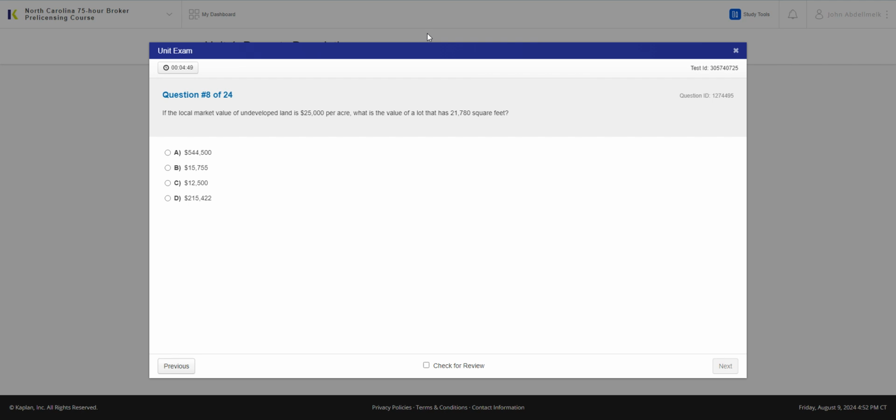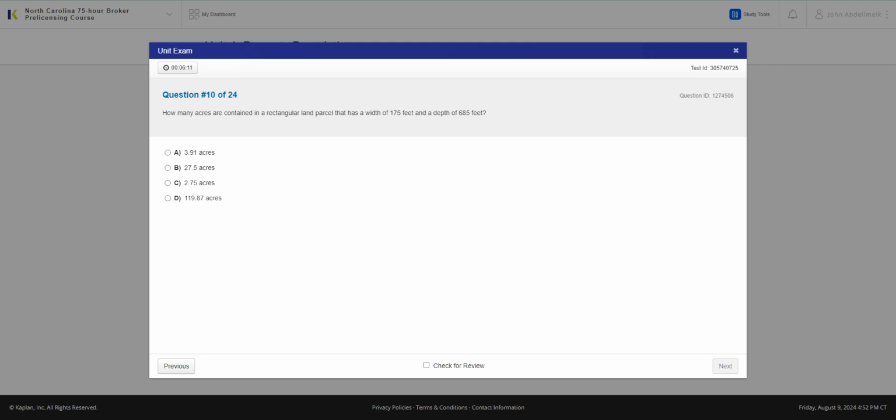Number 8. So we do 21,780 and put that over 43,560, and that's going to give us 0.5 of an acre. And all we do is take 25,000 and multiply that by 0.5. $25,000 per acre, so then we get 12.5. That's the answer for that. 12.5 grand.